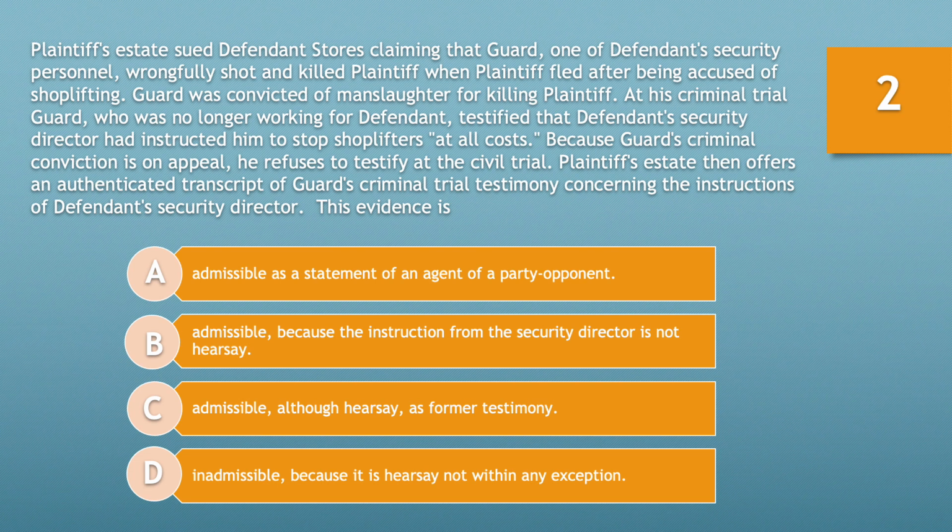Because Guard's criminal conviction is on appeal, he refuses to testify at the civil trial. Plaintiff's estate then offers an authenticated transcript of Guard's criminal trial testimony concerning the instructions of defendant's security director.